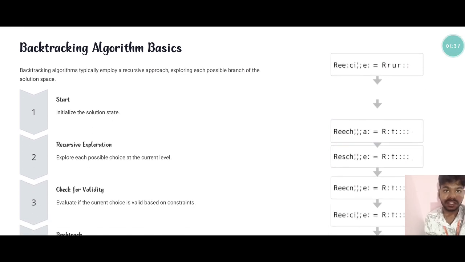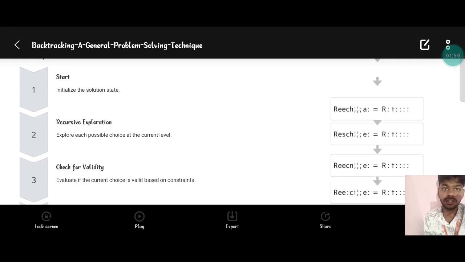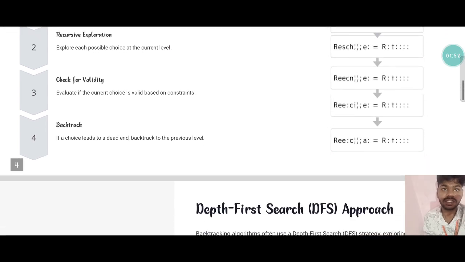Backtracking algorithm basics. Backtracking algorithms typically employ a recursive approach, exploring each possible branch of the solution space. First one, start: initialize the solution state. Second one is recursive exploration: explore each possible choice at the current level. Third, check for validity: evaluate if the current choice is valid based on the constraints. Fourth one, backtrack: if a choice leads to a dead end, backtrack to the previous level.